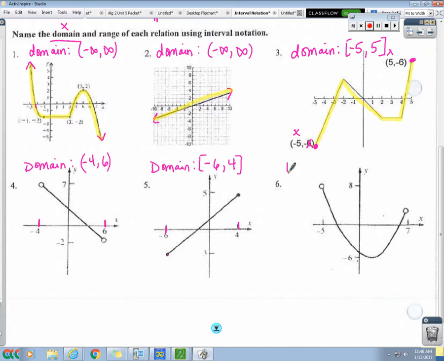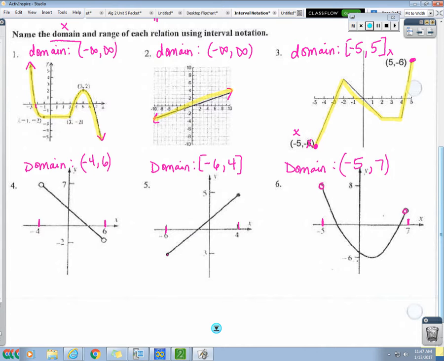And then what about the domain for the last problem? Negative 5, because look, isn't there a point right here so it doesn't go forever? It stops at negative 5 on the x-axis. And over here the point stops at 7 on the x-axis, but they're both open, so parentheses.